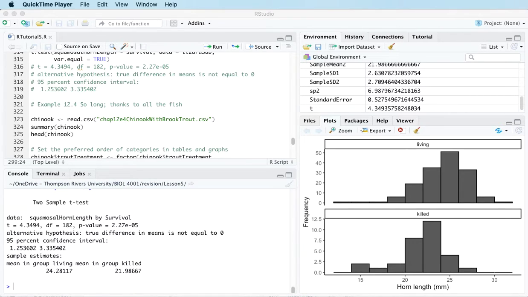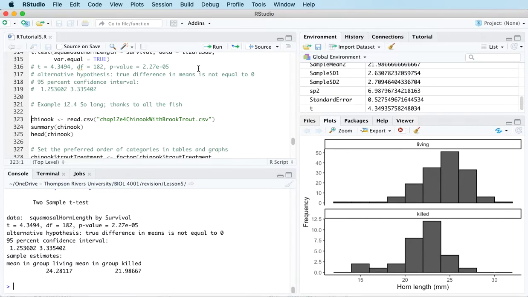In the last video, we looked at a two-sample comparison of means where we assumed that the variances in the two groups were the same. In this video, we're going to look at a slight variation of that analysis where we're unable to make that assumption.